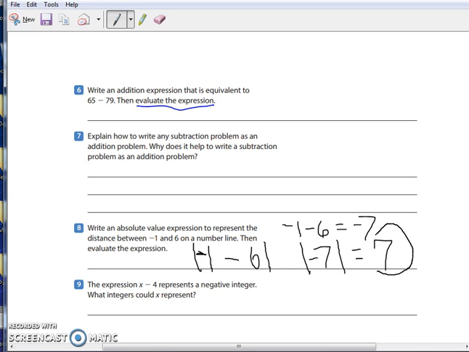So that means that should be, and if you think about it, how far apart are -1 and 6 on the number line? Well, they're 7 spaces apart. So that is why the answer is 7, and that's how you do it with absolute value.